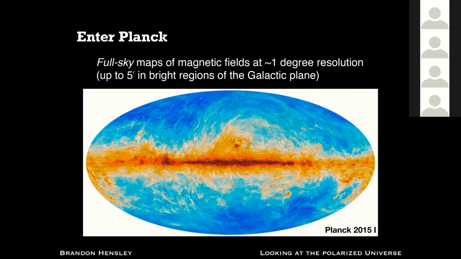and usually smooth to a resolution of something like a degree, although in bright regions of the galactic plane, you can do something like 5 arc minutes. And here, the contour lines are showing the inferred magnetic field orientation. And so, in some sense, we have a nice full sky map of the galactic magnetic field orientation as inferred from the polarized dust emission.